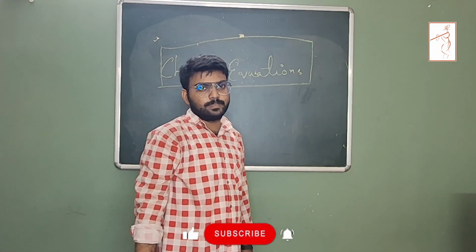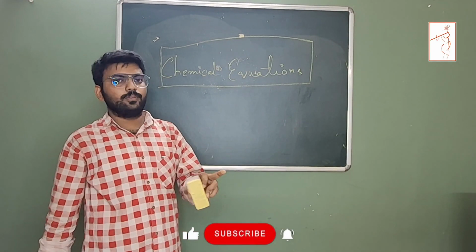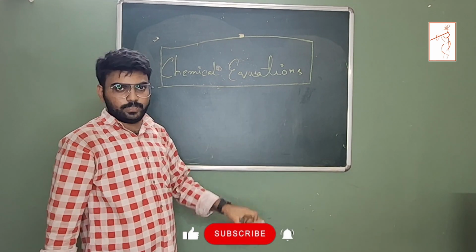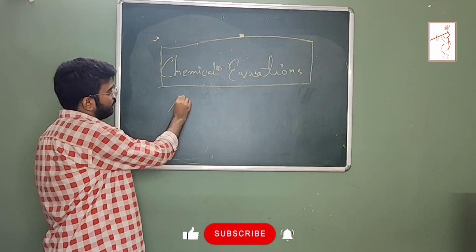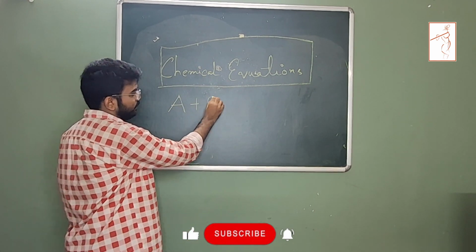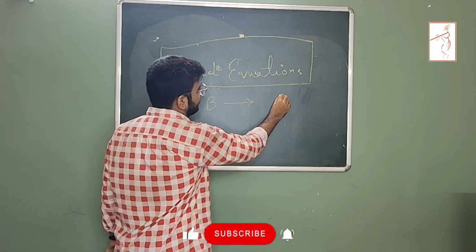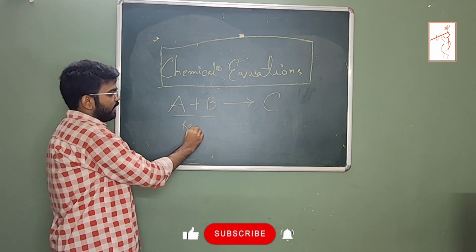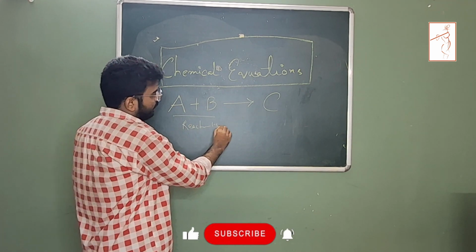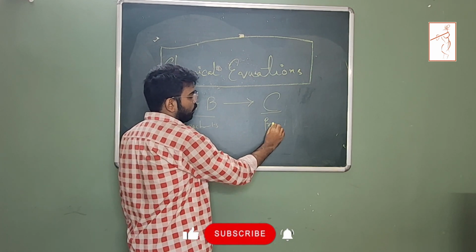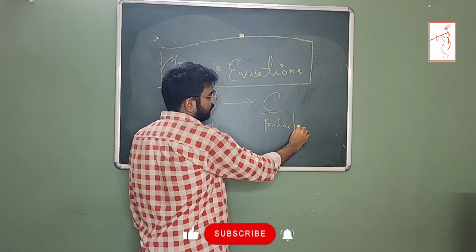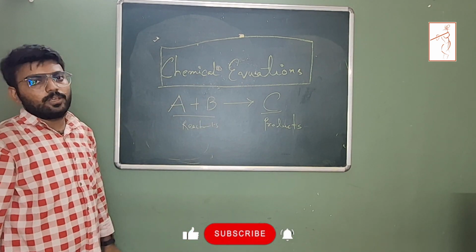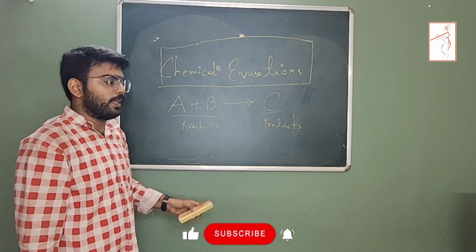Good morning, students. Now we discuss another very easy topic of chemistry, that is chemical equations. If we write A plus B forms C, here on the left-hand side they are called reactants, and on the right-hand side they are called products. But in chemistry, if the equations are not balanced, you will get 0 in examination.